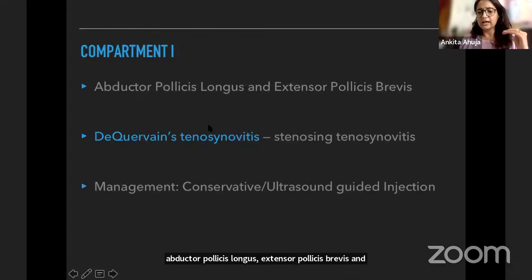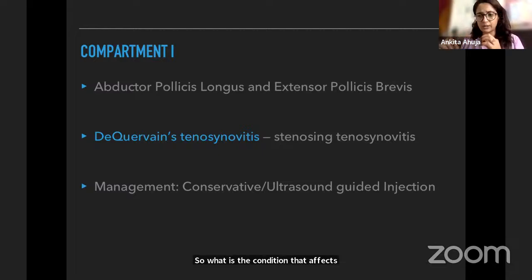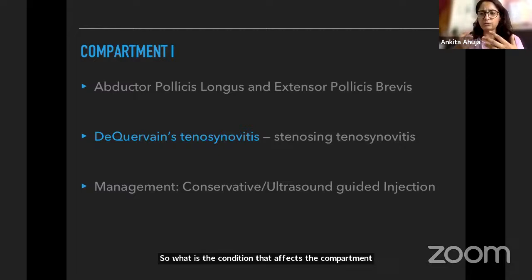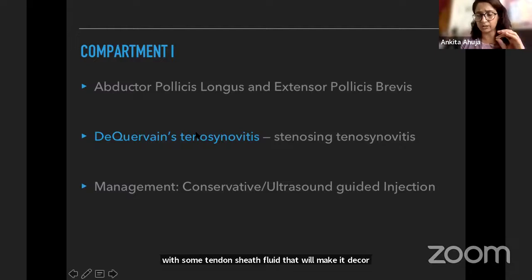So let's start. As I said, compartment 1 is most commonly affected. That's why I'm showing it to you first. So what is the condition that affects compartment 1? It is called De Quervain tenosynovitis. What kind of tenosynovitis? We just read tenosynovitis. So we should see some inflammation in the tendon along with some tendon sheath fluid. That will make it De Quervain tenosynovitis. That's particularly clear. But if you try to understand the pathology, you get this term, stenosing tenosynovitis.